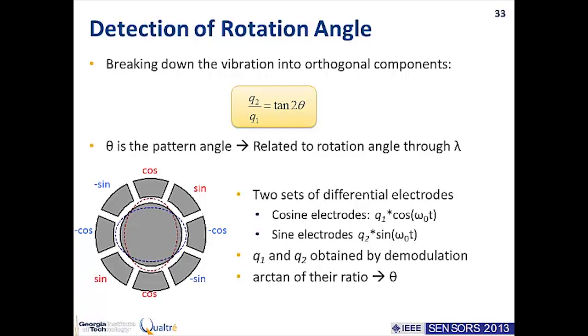Then we can use these capacitive electrodes, name them the cosine and sine electrodes, and monitor them continuously. And taking the ratio of their amplitudes, we can calculate the angle for any particular rotation.